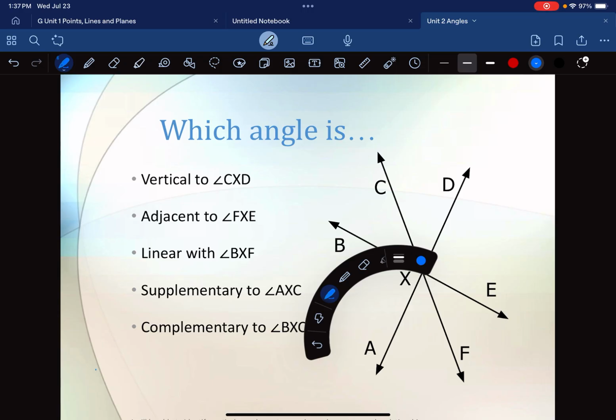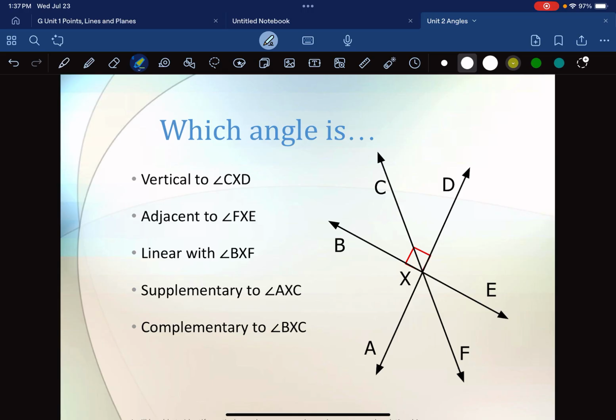So if you remember, vertical angles are really present when you see a big capital X in the drawing. So the lines form a capital X. So I know that CXD is along this ray, CX is along that line, and XD is along that line. So angle CXD is right here. So it's vertical, that's the upper part of the X, so you want the lower part of the X, so that would be angle AXF.